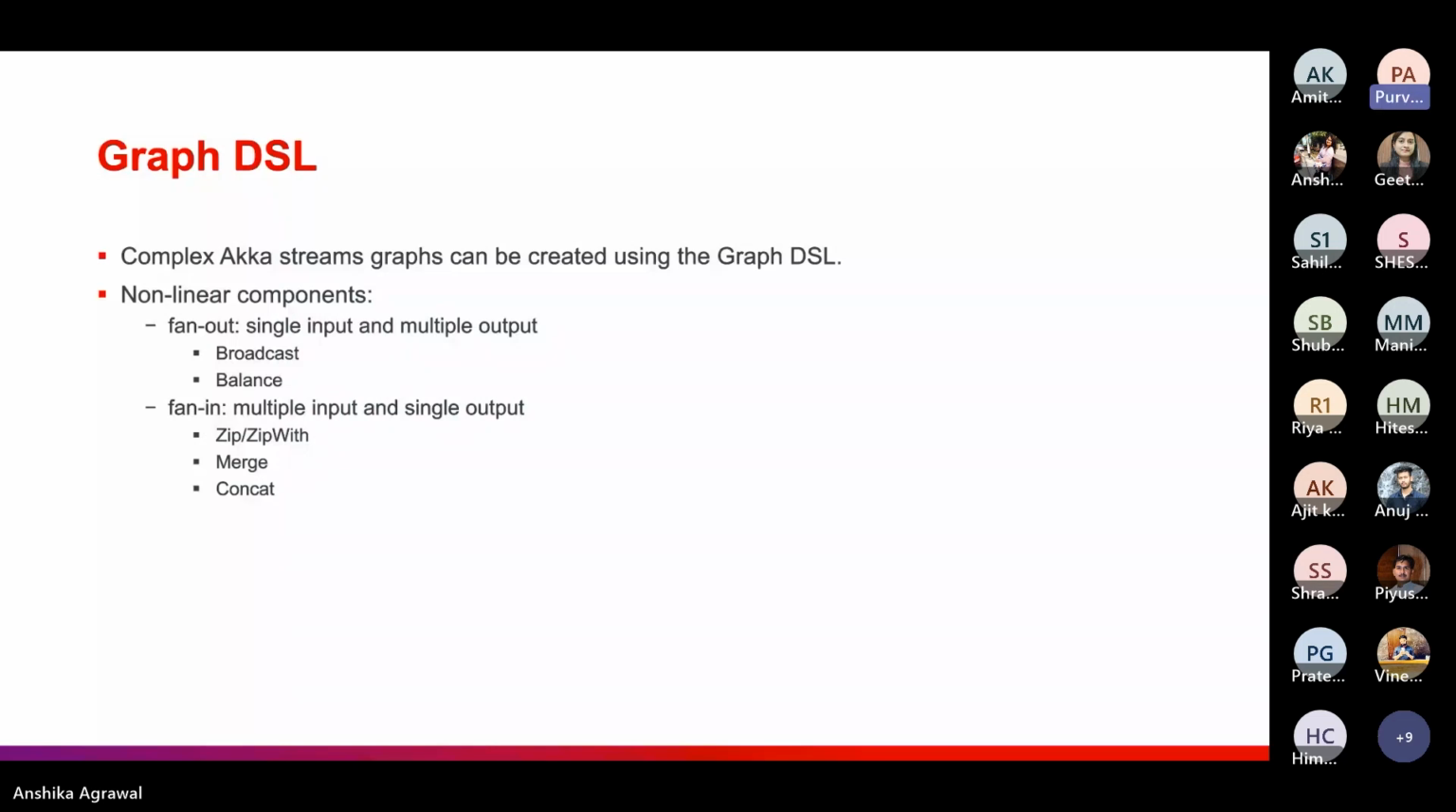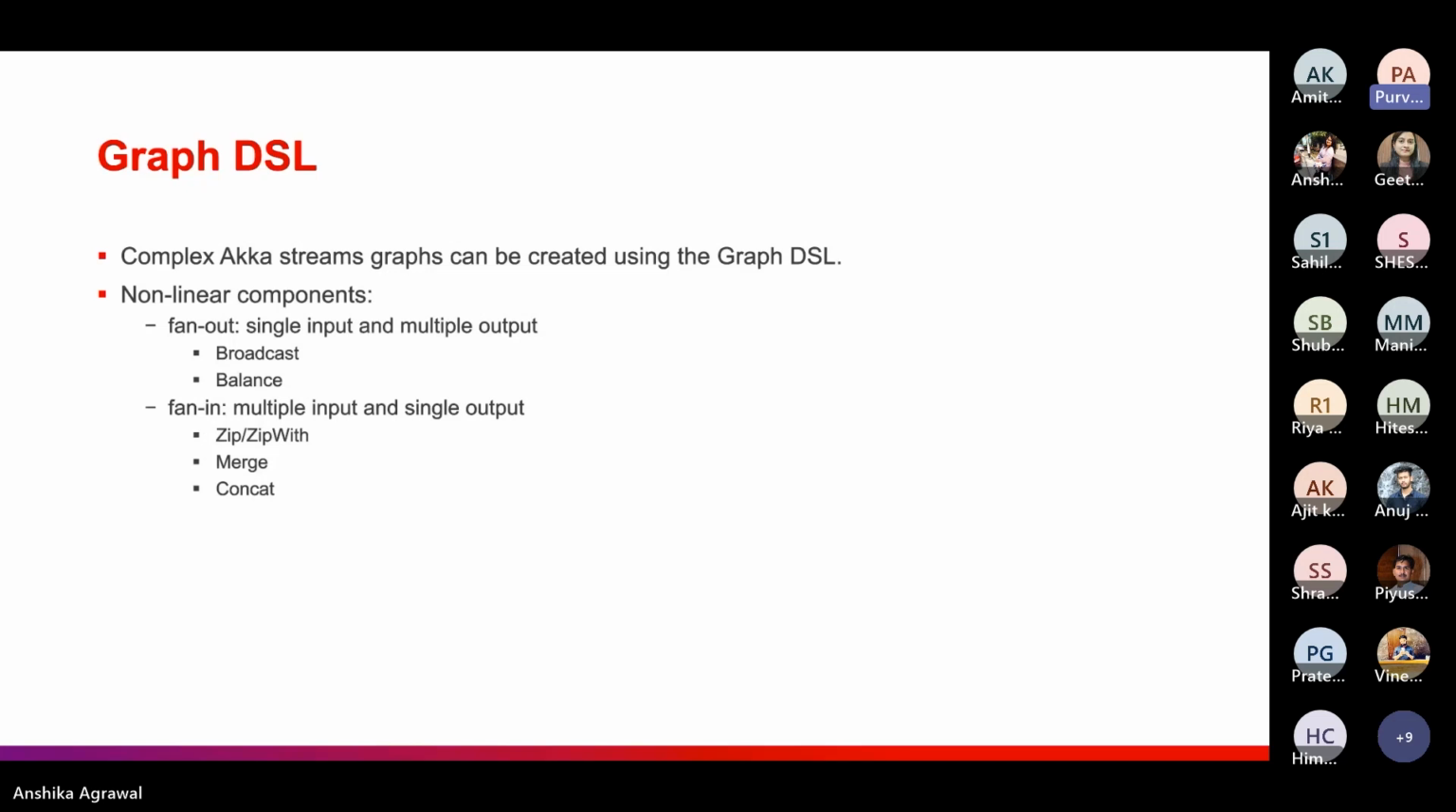Some examples of fan-out operations are broadcast and balance. Broadcast distributes the input stream to multiple output streams, emitting each element to all output streams. Balance distributes the input stream to a dynamically changing set of output streams, aiming for an equal distribution of elements. We also have one more, which is partition. It splits the input stream into multiple output streams based on a given predicate or a particular function.